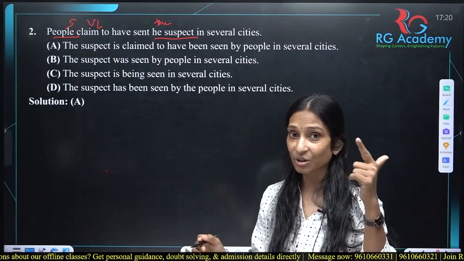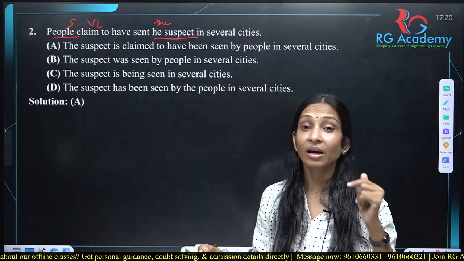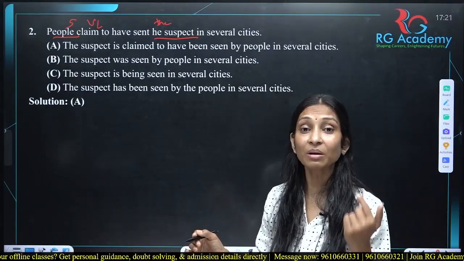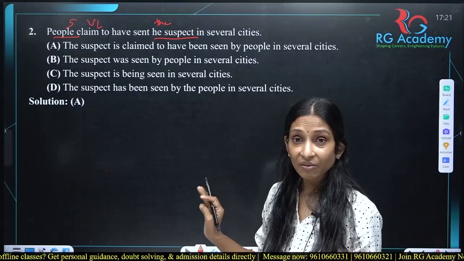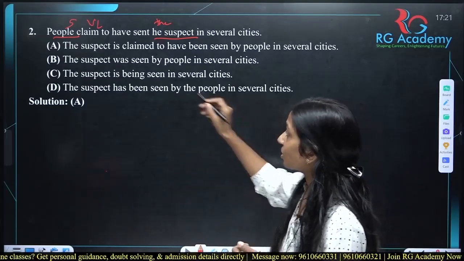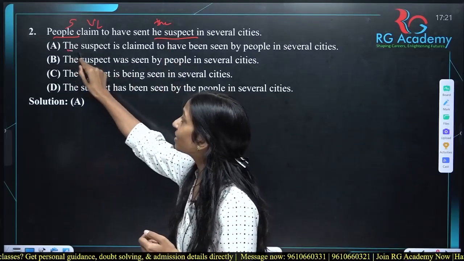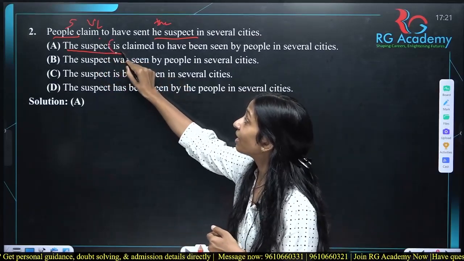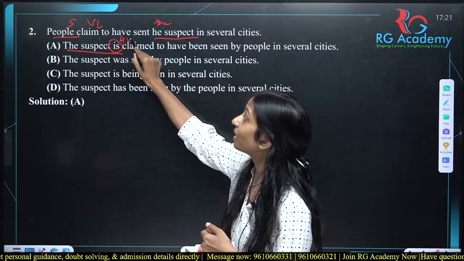Number one, what is subject, what is object? We have identified. Number two, what tense is it? It is simple present, right? So both the things are identified. Now we can have the solution. Now the object will come first, "the suspect," and "is" is the helping verb that we are increasing.